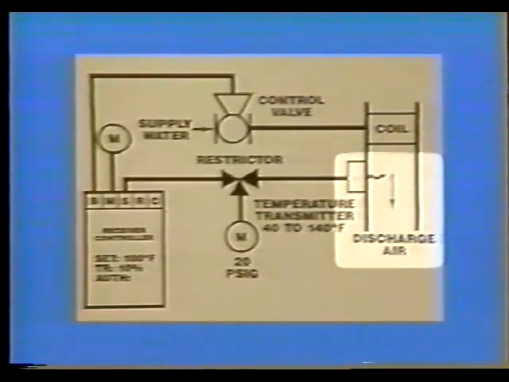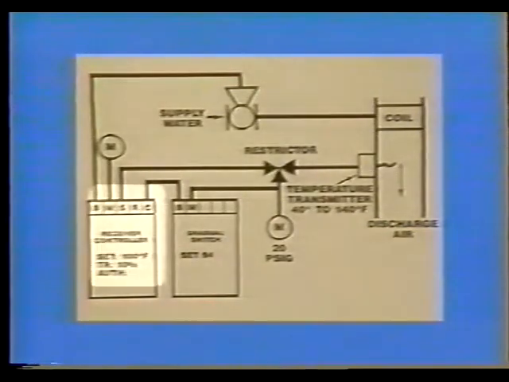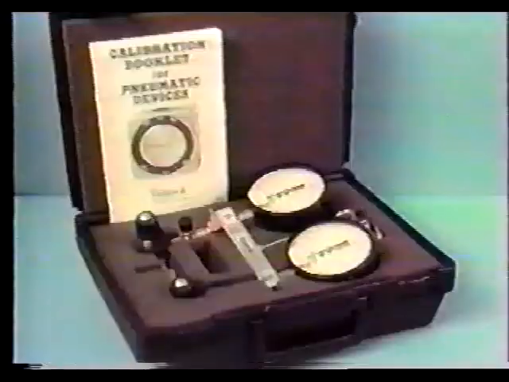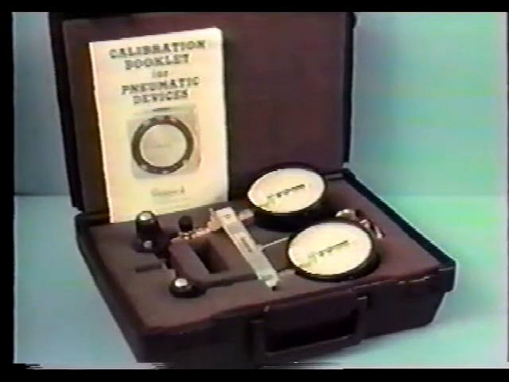Now, let's take a look at this same application with the addition of a remote set point adjustment. The difference is the addition of another input on the C port or control point adjustment port of the receiver controller, allowing us to remotely change the calibrated set point of the receiver controller. Let's go through the calibration procedure utilizing our 900-012 receiver controller calibration kit.